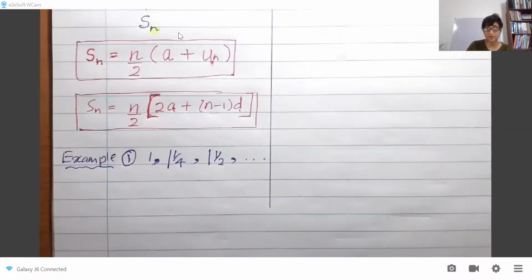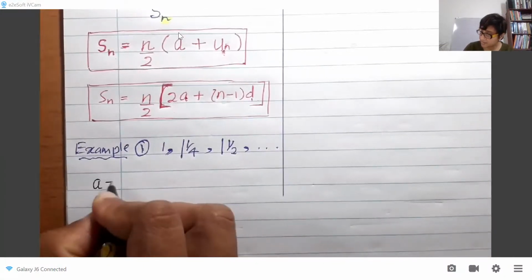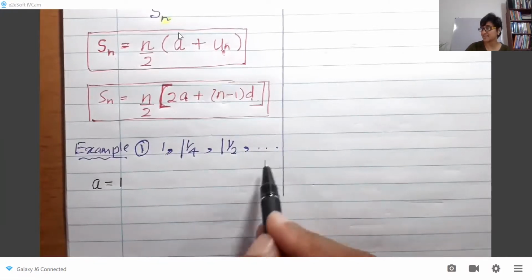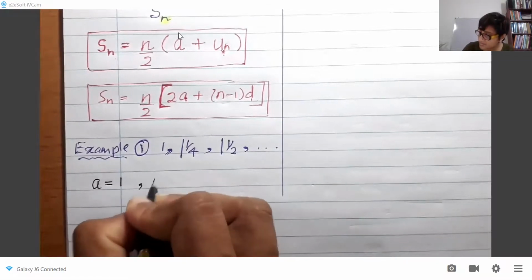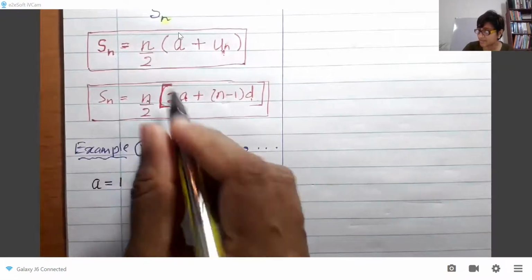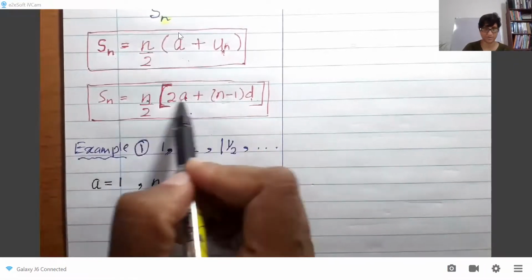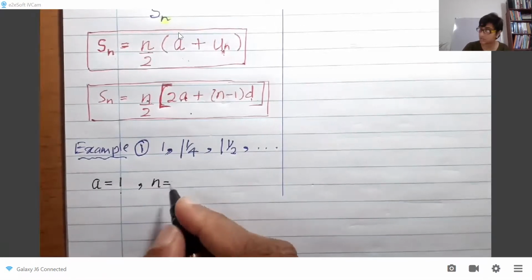Let's write what we know. Remember, we need a, and we have a. a is 1. You don't have the last term. How many terms? We have n. How many terms are we adding? Because we need n and a. Whichever formula you use, you need n and a for both of them. So do we have them? We have a and we have n. How many terms do we want? 20 terms.